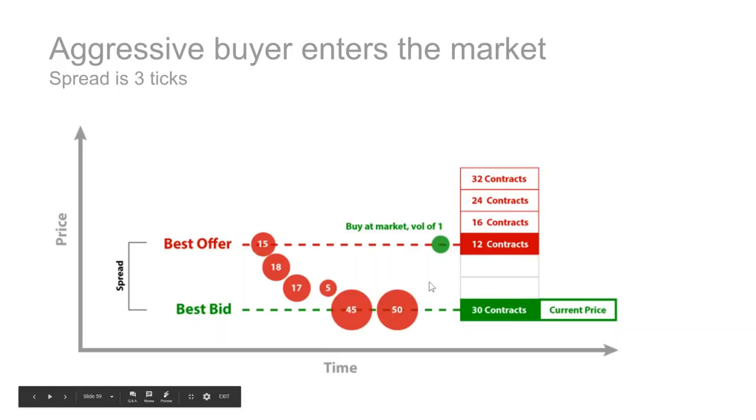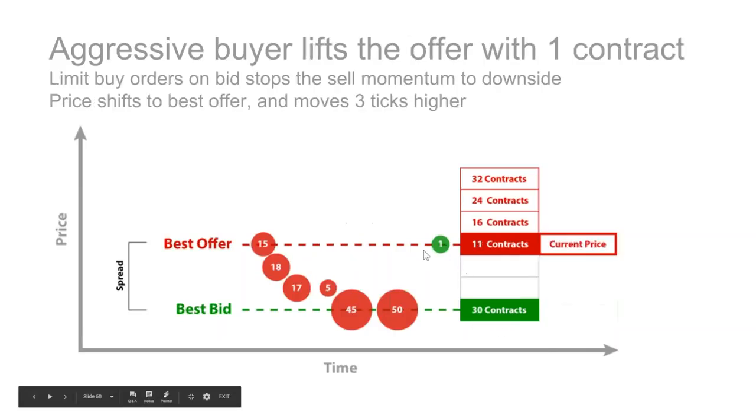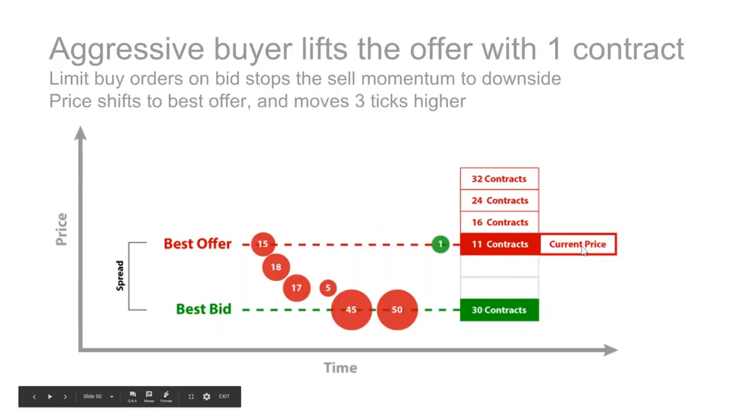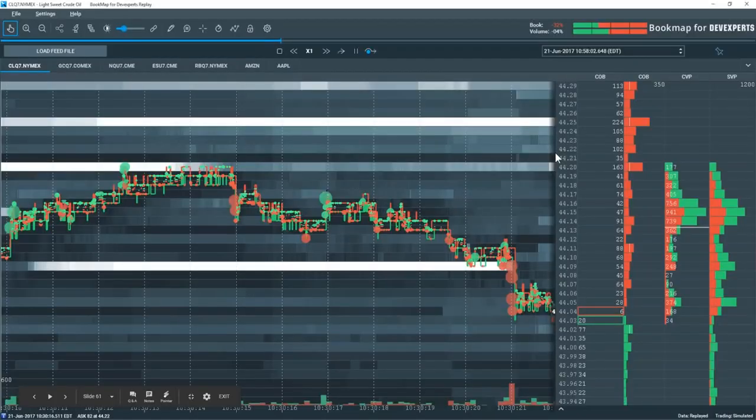All right, so this can allude to a lot of different things. We can start to understand trapped volume in some of these areas, or maybe you're trading down into an iceberg order here on the best bid. As mentioned, the aggressive buyer lifts the offer with just 1 contract, taking one contract of liquidity off of the 12 here, and that now becomes the current price.